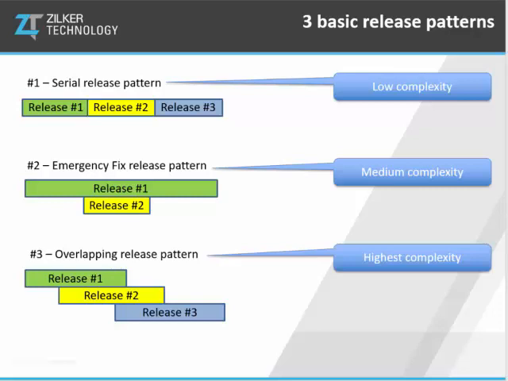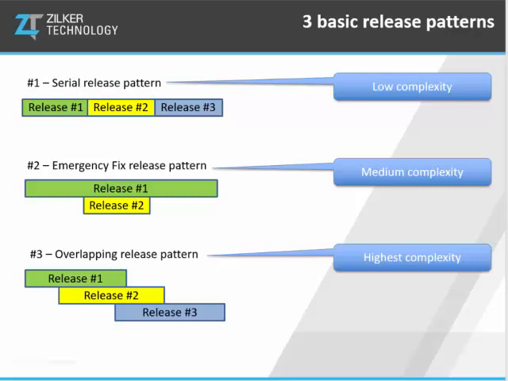The first one is a serial release pattern, and that's where release 1 starts, release 1 gets deployed, then release 2 gets created from the end of release 1's material. It goes for a period of time, then gets deployed, then release 3 starts from where release 2 left off, so on and so on. It's a relatively low complexity pattern simply because there generically are no conflicts that are going to exist. All of the things that have been delivered previously are those things that make up the new release.